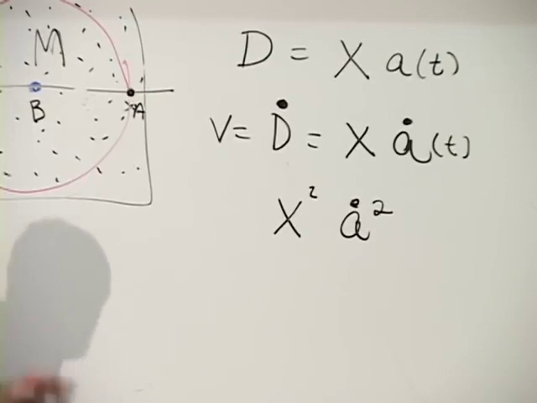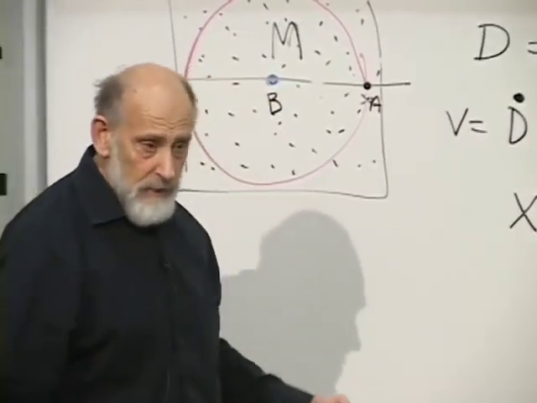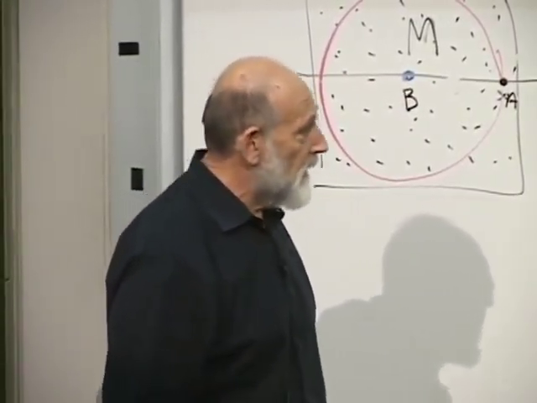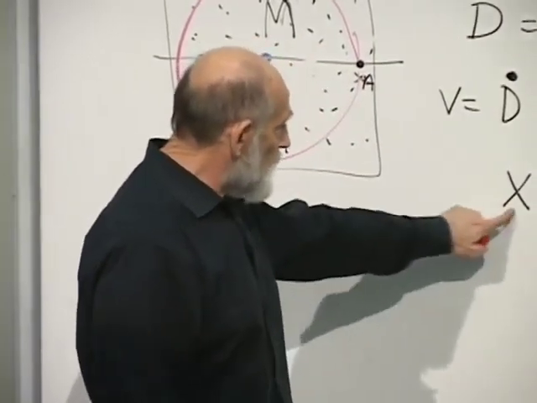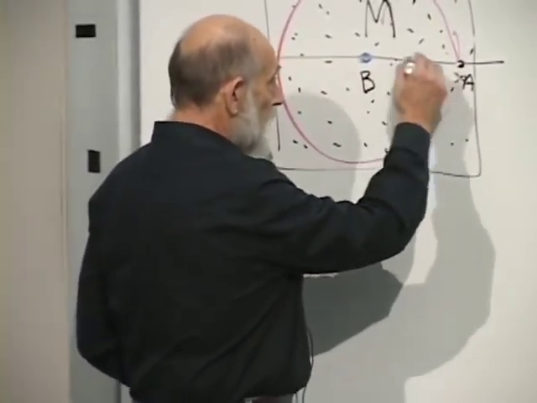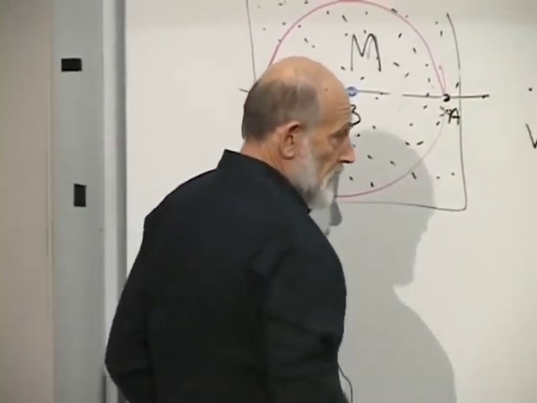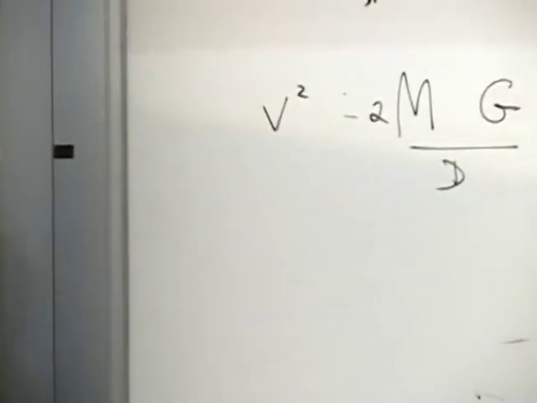Remember what we're trying to do. We're trying to figure out how the scale factor changes with time. Well, a dot is how the scale factor changes with time. So far we don't have an equation for it. I've just written down a dot. There's also x squared here, which depends on which galaxy we're talking about. Different galaxies, different x's.